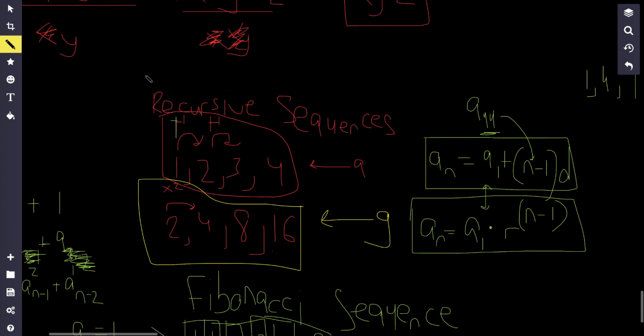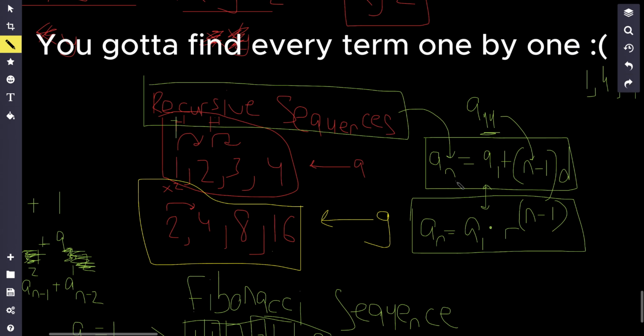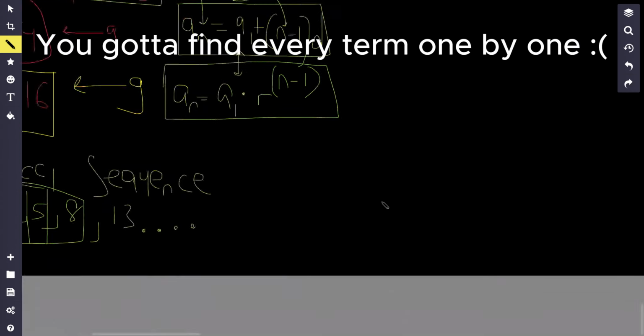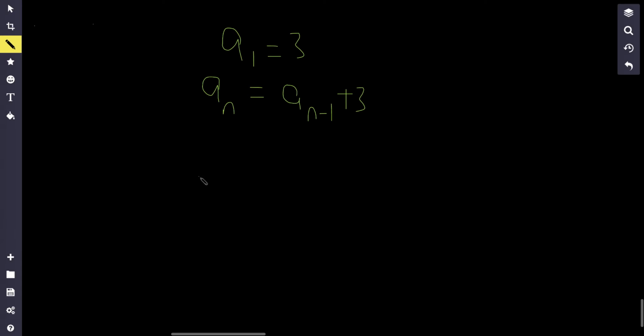Now, the thing about recursive sequences is there's actually no shortcut for this. For recursive sequences, the thing you've got to know is that there's no shortcut for finding the nth term. Now, what do I mean by that? We're given a sub 1 is equal to 3, and a sub n is equal to a sub n minus 1 plus 3. And I want to find out what a sub 4 is equal to. What is this equal to?